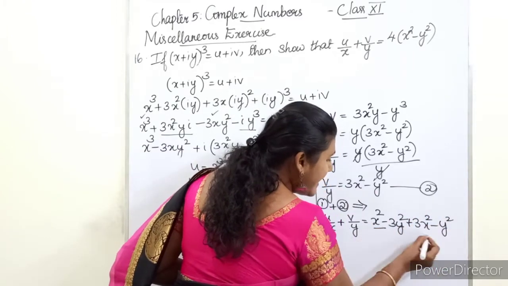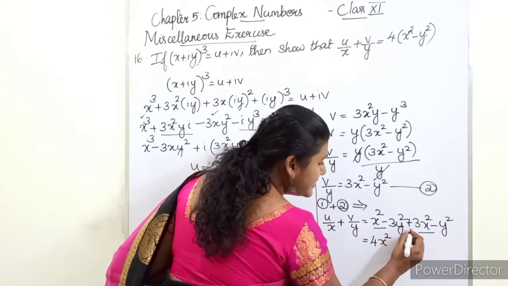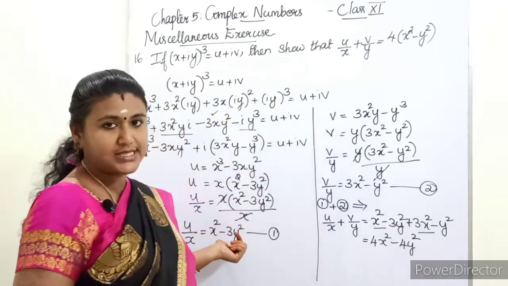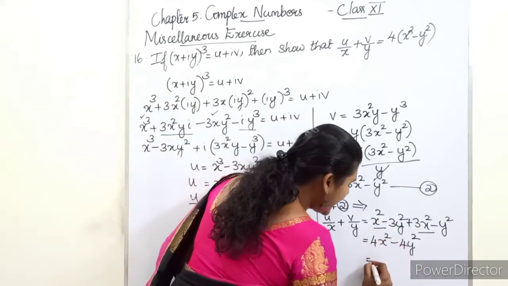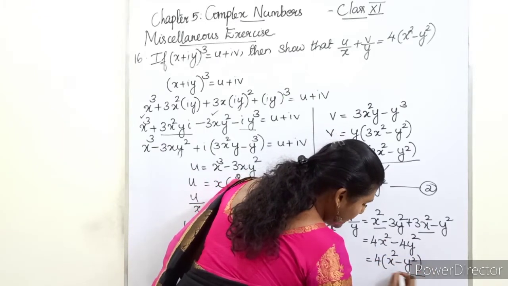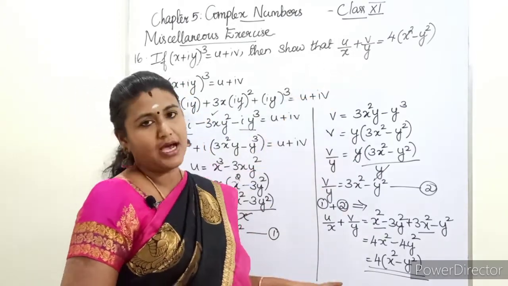Now we will add the x² terms. When you add you will get 4x², and similarly y² terms also we can add. So you will get −4y². From these two we can take 4 common. So you will get 4(x² − y²). So this is what we have to prove.